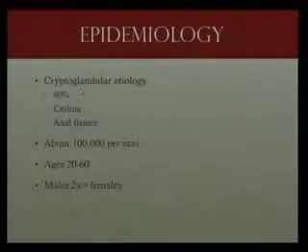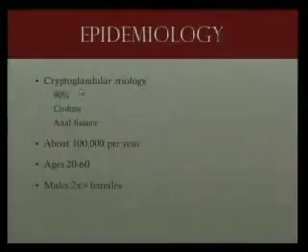Nobody has a real good handle on the frequency of abscesses and fistulas. Estimated about 100,000 per year in this country. It occurs in people ages 20 to 60, most commonly. And men are twice as likely as women to get fistulas.